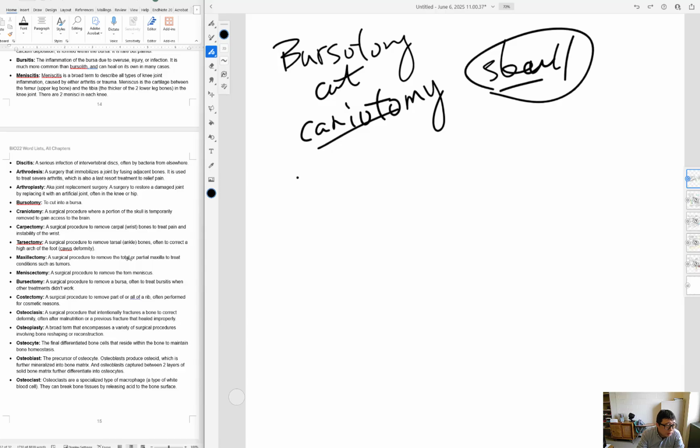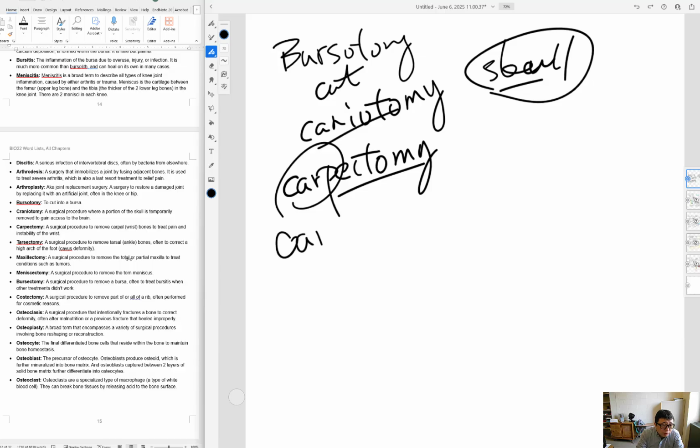This next one, carpectomy, take away. And what are carpal bones? Carpal bones means the wrist bones. Carpectomy means take away the wrist bones. And why do you take it away? Inflammation or abnormal shapes, etc. Just for some reasons.